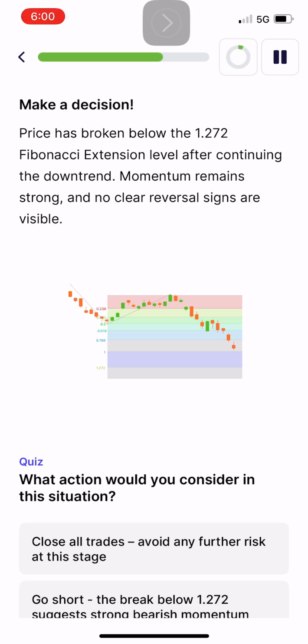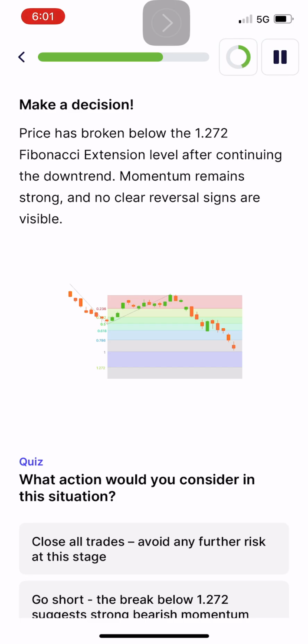Price has broken below the 1,272 Fibonacci extension level after continuing the downtrend. Momentum remains strong, and no clear reversal signs are visible. What action would you consider in this situation?